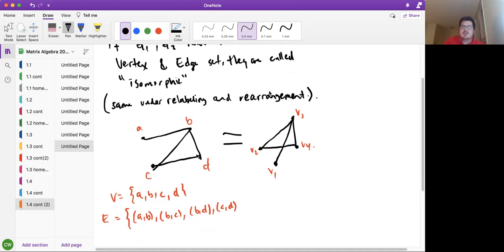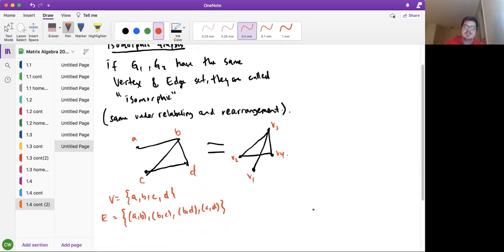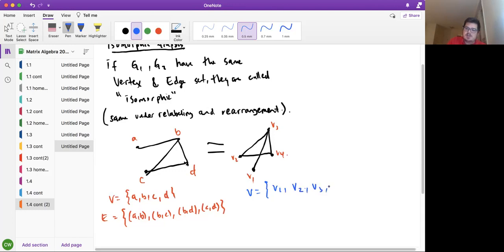So even though I call these A, B, C, D, and I call these V1, V2, V3, V4, they're essentially the same graph because I can just call A V1. I can call B V3. In this case, V3. And I get the same edge set.